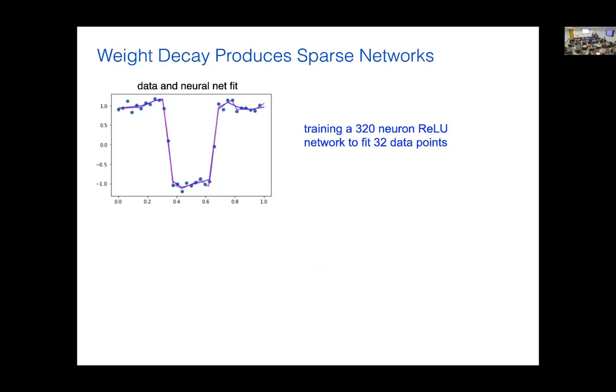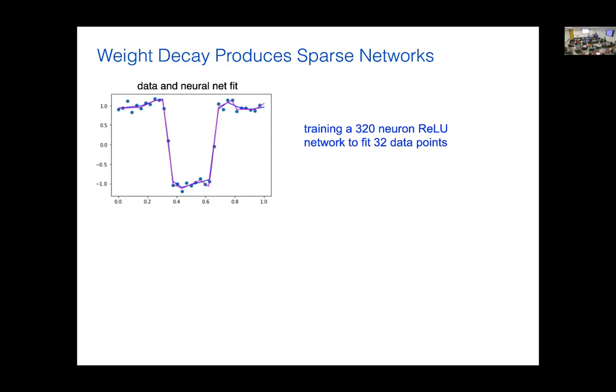Okay, so let me show you. The title of that slide was Secret Sparsity of Weight Decay. Let me explain what I mean by that. Already, if you see something like an L1 norm regularization, you should think you're going to get sparse kinds of solutions, and you do here. Here I'm just showing you some data points.